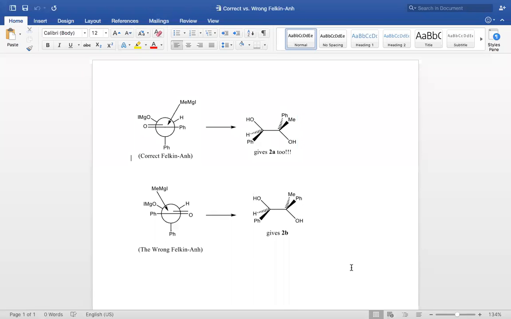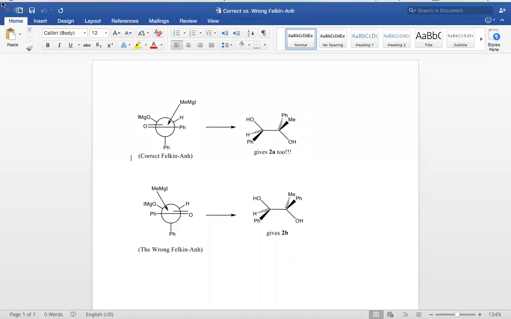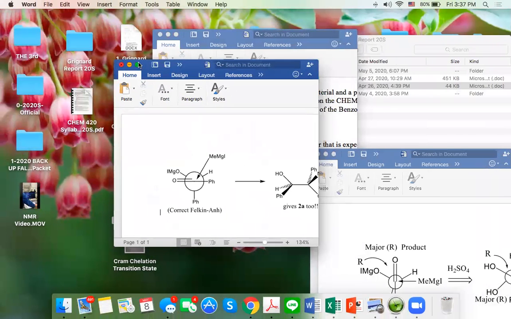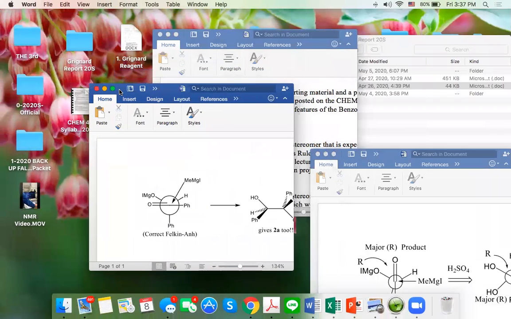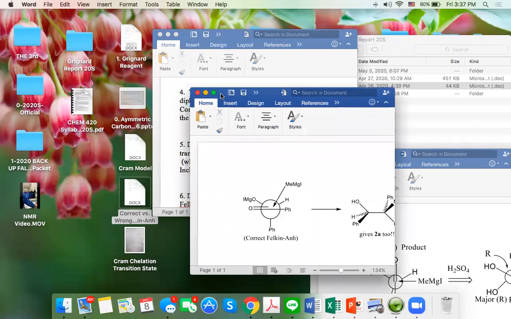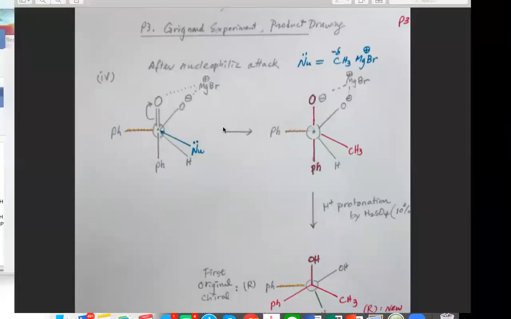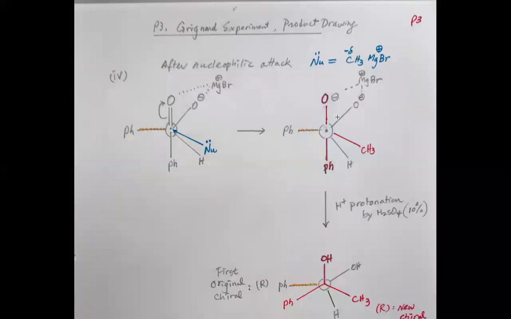On the Cram's chelation, I asked Dr. Lopez during class, when it's going through the transition state, making the so-called bond with the Grignard reagent, is it still possible to chelate even though the magnesium iodide's already attached to the oxygen right there? In my example for the Cram's chelation, on the O negative I have the magnesium iodide connected to it as it chelates, and he told me yes, that's still correct for it to chelate that way.